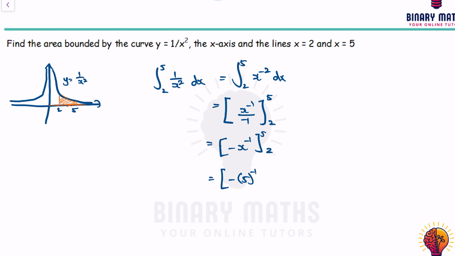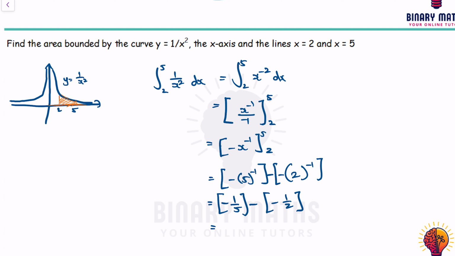So it's the same thing as minus 5 to the minus 1, take away minus 2 to the minus 1. I don't know if that's clear, so let's try writing that again. So I get minus a fifth for the first term, take away minus a half, which gives me negative 0.2 plus 0.5, which is equal to 0.3, which can be written as 3 over 10.